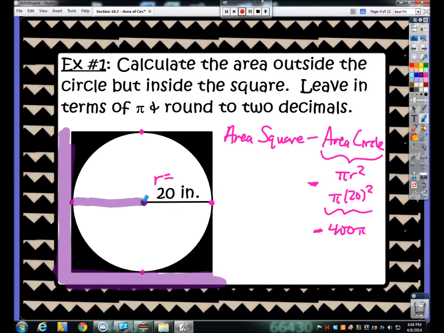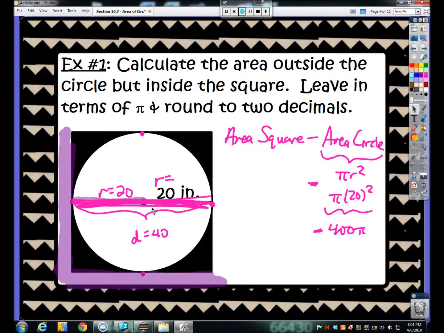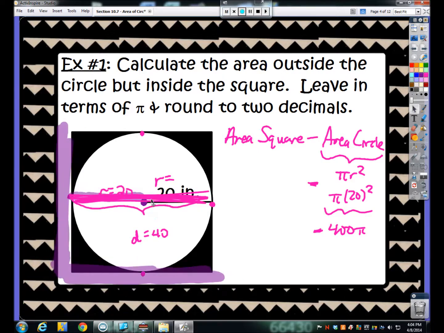What if I drew in another radius right here? And I know that's got to be 20. Well, both of these radii together would make a diameter, which is 40. And so if this is 40, where else could I use that specific value? Of course, it's hooked. If this is 40, I could just pop this 40 as the base, which is also the height of our square.